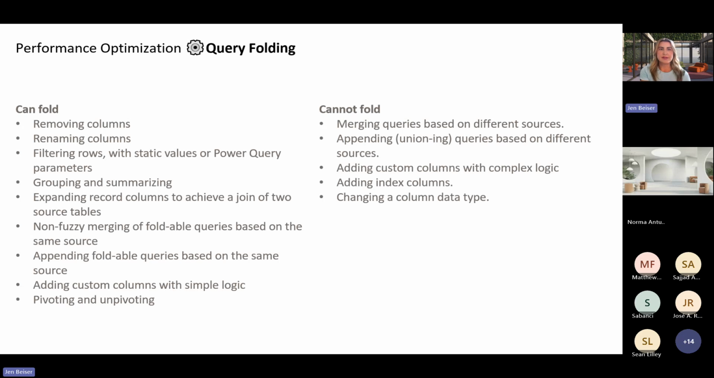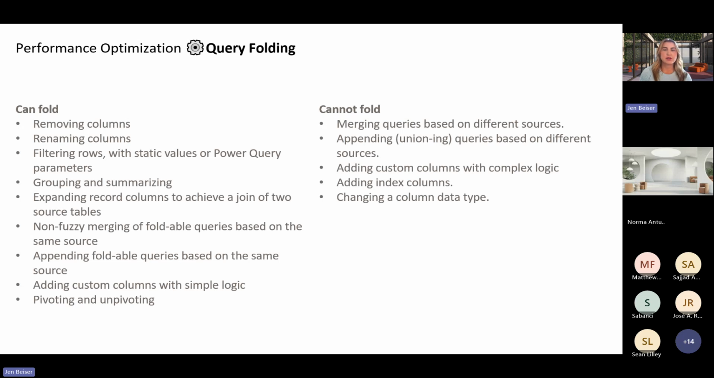Here is a list of things that can fold. Removing columns, that is just doing select alias instead of select star. Renaming columns, most query languages support aliasing. Filtering rows, that can be a where clause. Grouping becomes a group by.